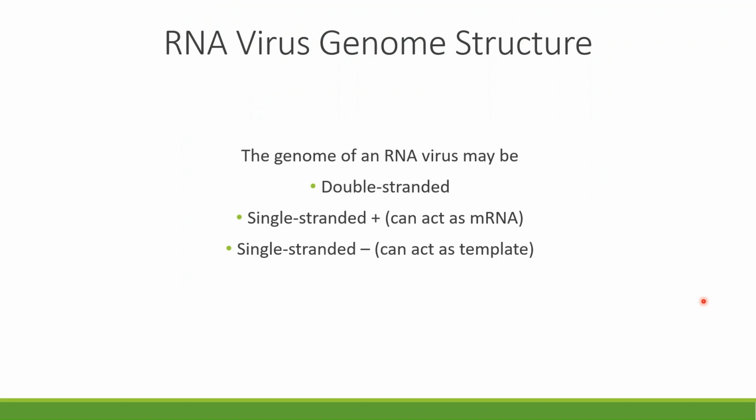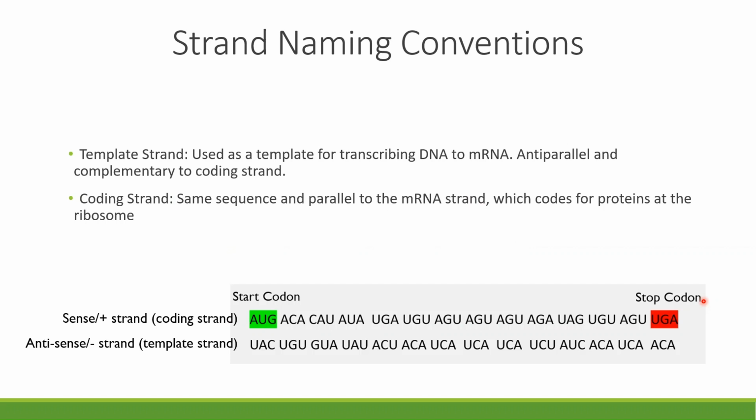The positive sense acts as if it was just mRNA. It can go to the ribosome and be translated into proteins. The negative strand cannot. It doesn't make sense to the ribosome. It needs to have a copy made of it, of the other complementary strand, and then sent to the ribosome. It's probably a little confusing here, so let's go back to our strand naming conventions.